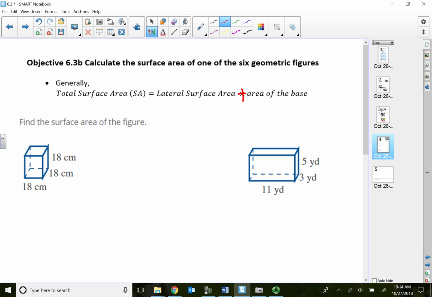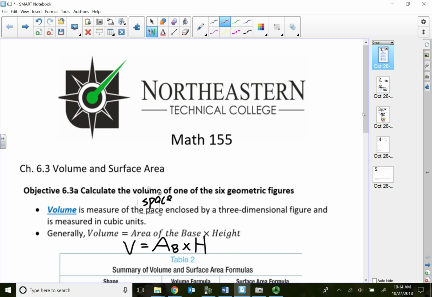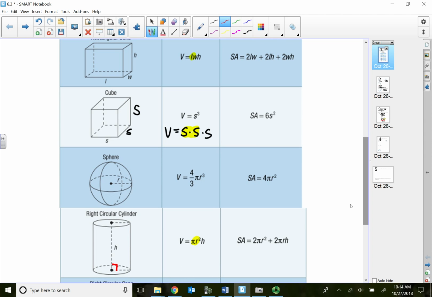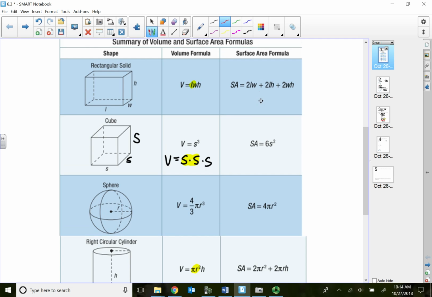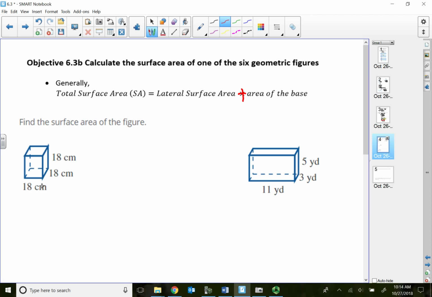But that all depends. It also depends on how many bases you have. So these specific formulas that you see are actually taking the lateral surface area plus the area of our bases. So I'm just going to go back and forth and use these specific formulas. If we can identify our shape, it will definitely help a little bit.